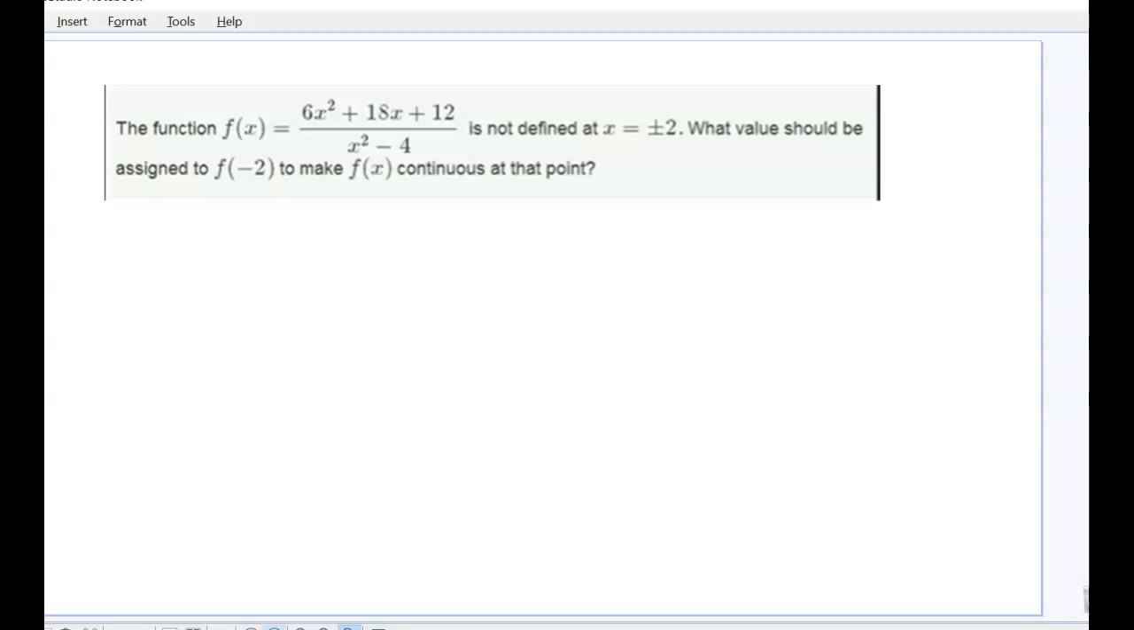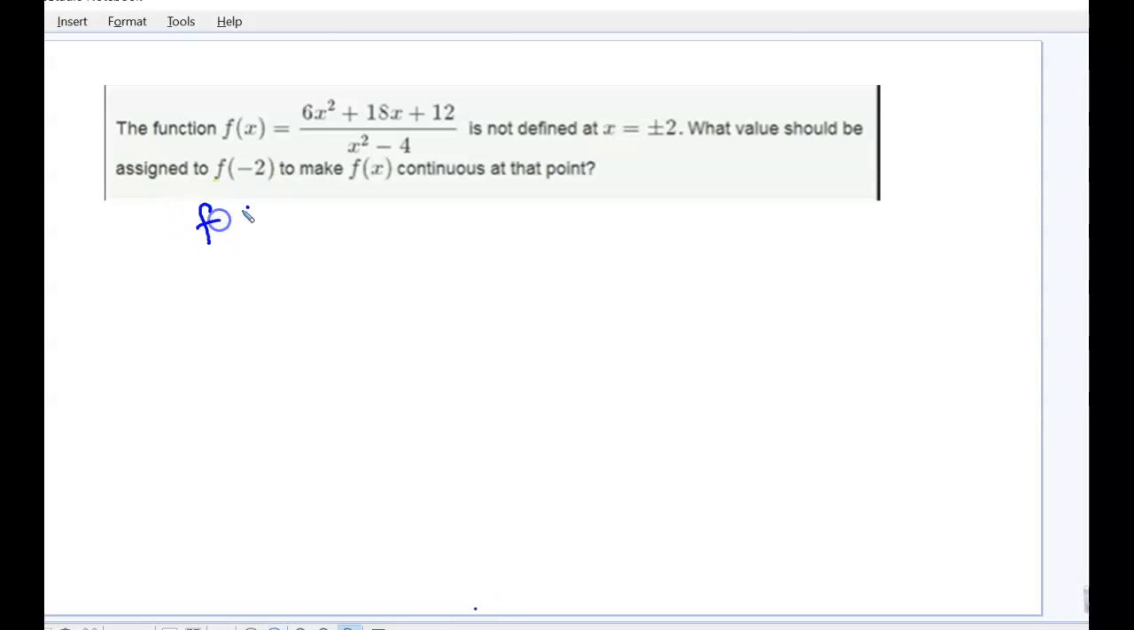Okay, let's take a look at the next example. We have the function f of x, which equals (6x squared plus 18x plus 12) divided by (x squared minus 4), and it's not defined at plus or minus 2. What value should be assigned to f of -2 to make the function continuous at this point?